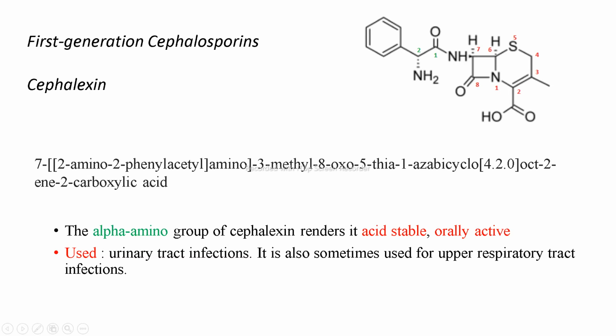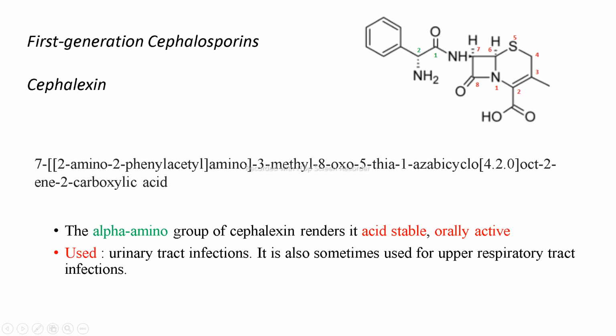So cefalexin contains the cephem ring. The cephem ring contains the oxygen, then this carboxyl group. The carbonyl carbon is at the eighth position, and the carboxyl group is at the second position. Also, it contains the sulfur. Then at the seventh position, there is NHC double bond O, which is common for all the penicillins as well as the cephalosporins. In penicillin it was at the sixth position, but in cephalosporin it becomes the seventh position because of the bigger dihydrothiazine ring.